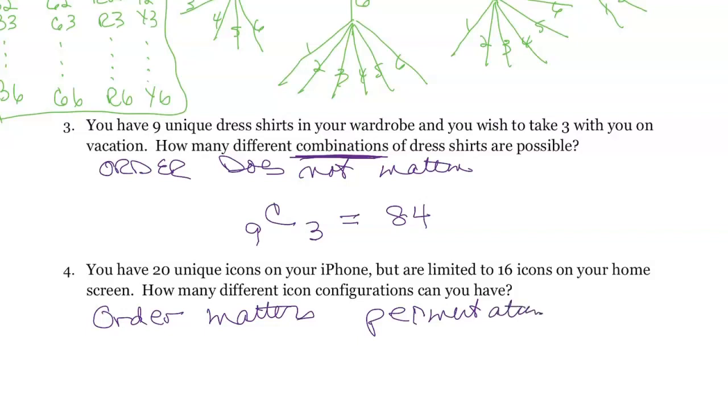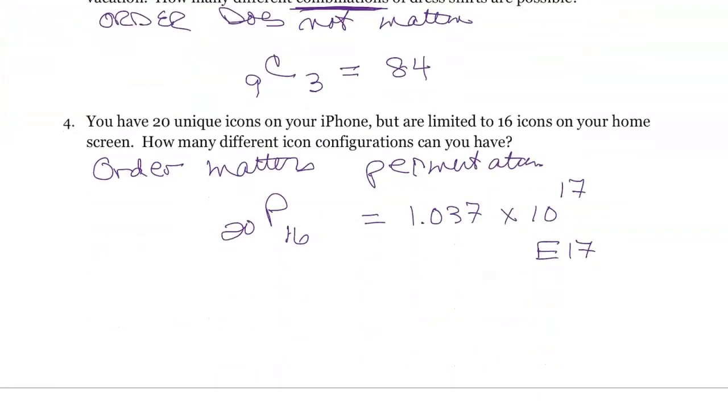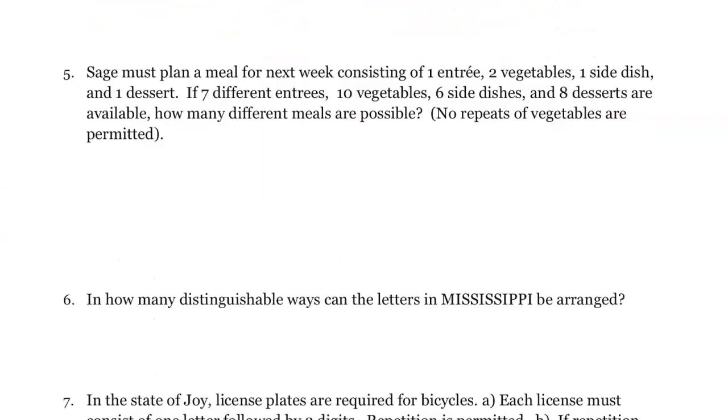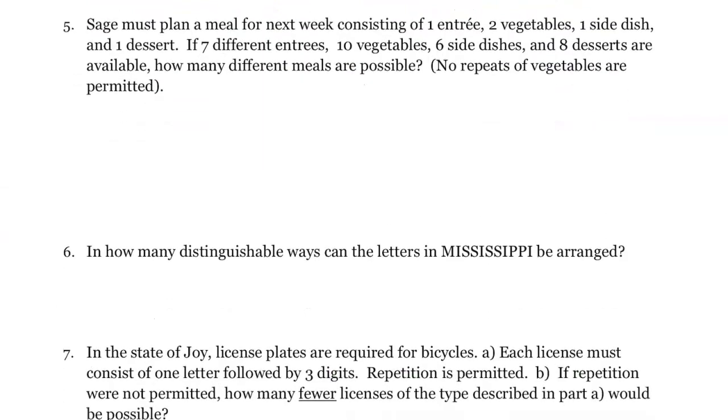So you have 20, but you can only place 16. These are the number of ways that you can get it if you put this in your graphing calculator. You won't get scientific notation. You'll get E17. That means the same as 10 to the 17th. Okay? So we have 1 combination, 1 permutation. Pretty straightforward, easy stuff so far.